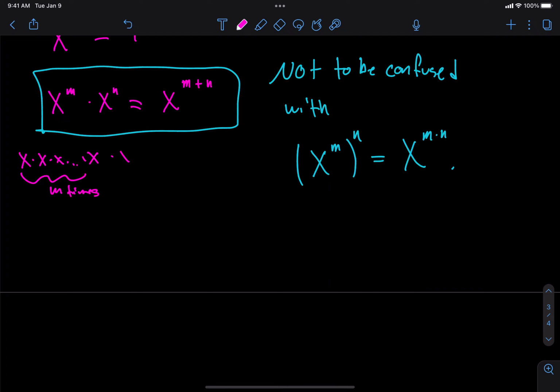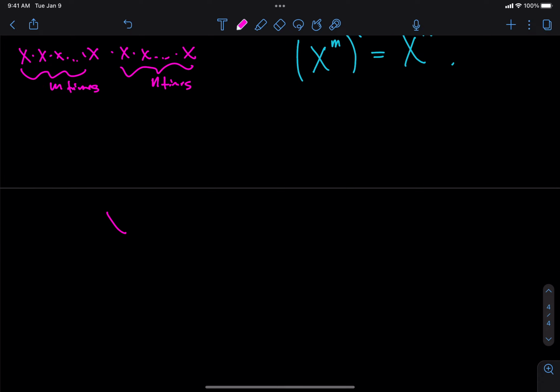And then we multiply again by x times x dot dot dot times x, where we do that n times. So if you just write it all out, you can see exactly how many x's I have. I have m plus n, right? For example, what is x squared times x cubed? Well, that's x times x for x squared times x times x times x, right? And then you just count them up. 1, 2, 3, 4, 5. Okay, so 2 plus 3 is 5, right?